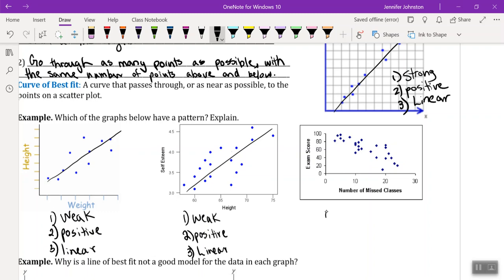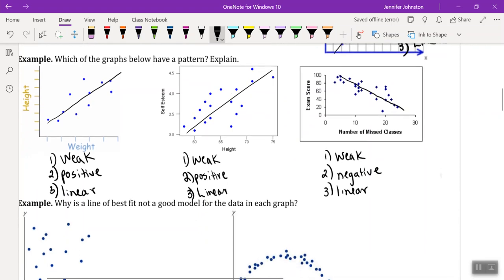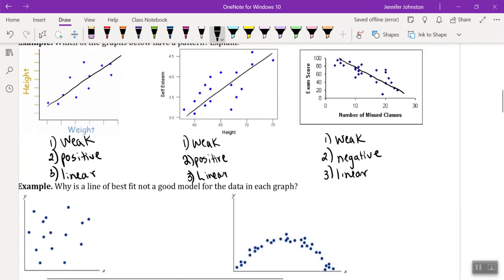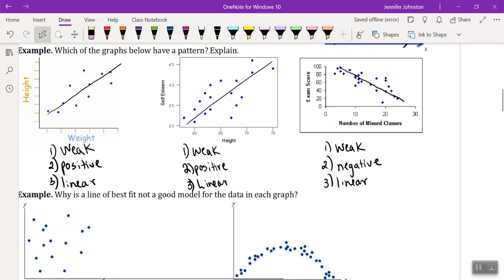And then here for this one, again, they're not all in one place together. They're a little bit scattered here. So again, weak. And then it looks like it's going downhill here. So weak, negative. And again, it looks linear. It has to have a very distinctive curve, kind of like the one below, to be nonlinear.